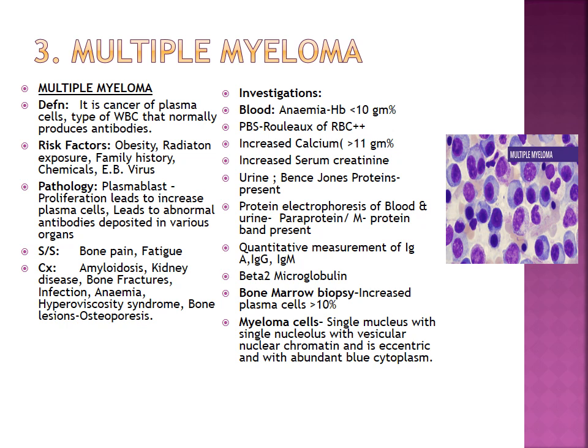Protein electrophoresis of blood and urine shows paraprotein, that is an M protein band. Quantitative measurement of immunoglobulins: IgA, IgG and IgM increase. Beta-2 microglobulin present. Bone marrow biopsy shows increased plasma cells, more than 10% in the bone marrow. Myeloma cells have a single nucleus with a single nucleolus, vesicular nuclear chromatin, eccentric, with abundant blue cytoplasm, that you can see in this picture.